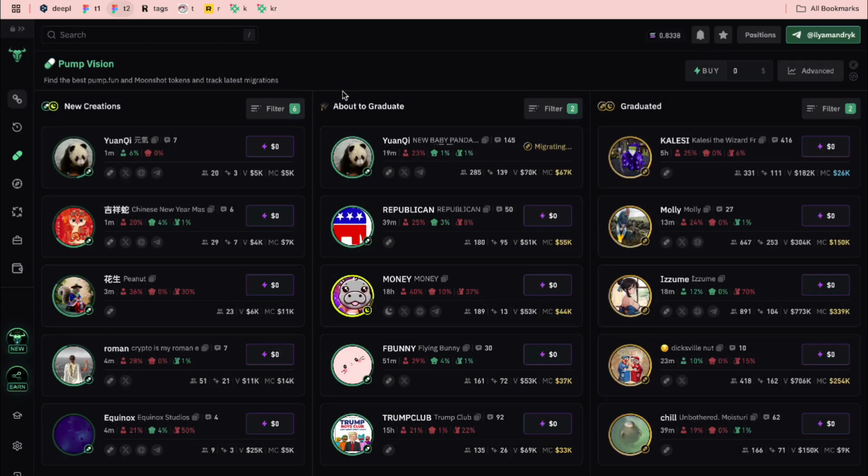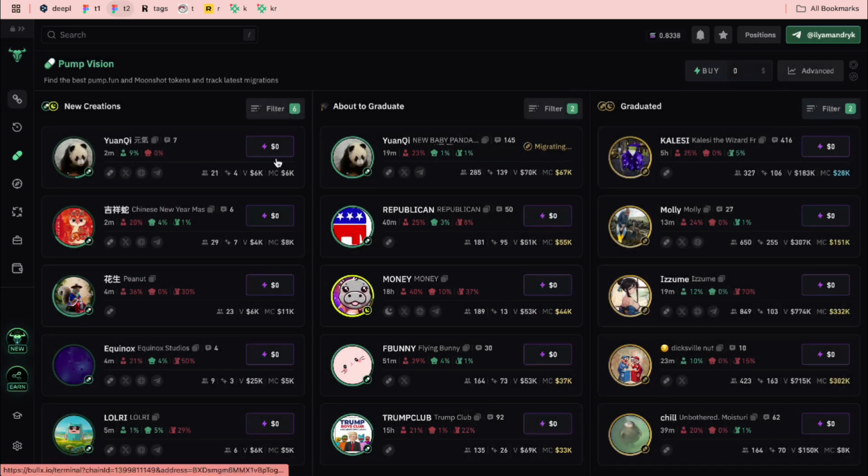And let me show you what's the difference, because technically Bullx gives us a SaaS for trading meme coins from the Pump Fun platform and also Moonshot. And we have new creations here. We have about to graduate, which reached volume and market cap, and also we can see graduated. That means that they were listed on DEX Screener, so they have higher potential probably.